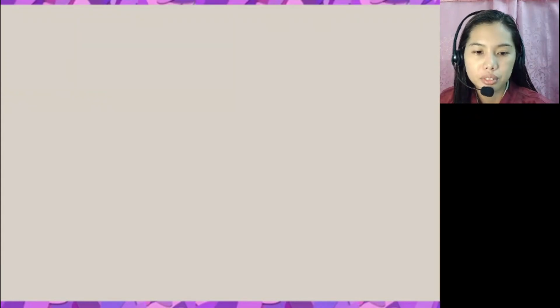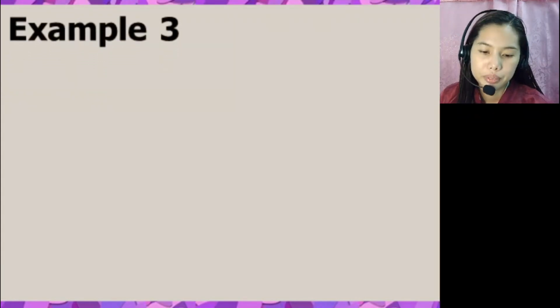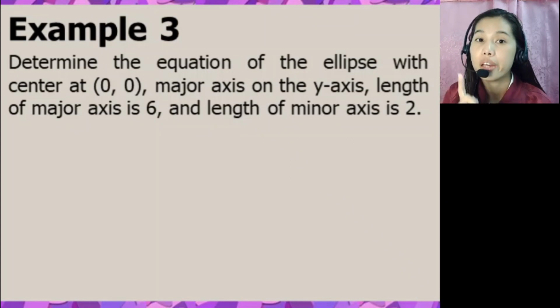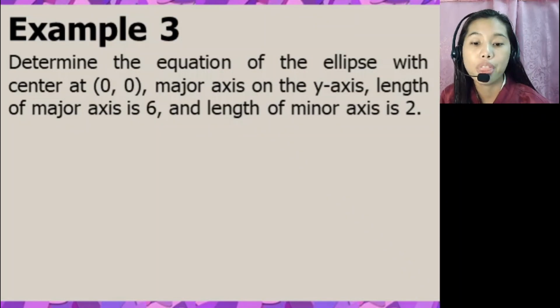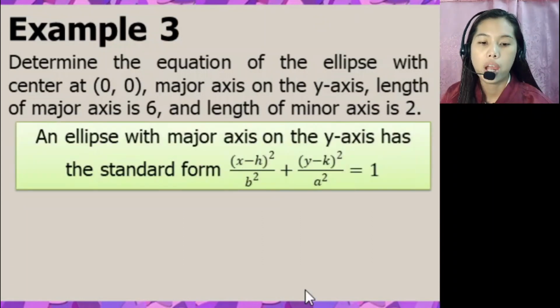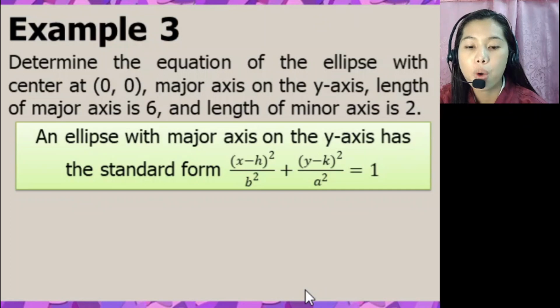Alright. So third example. In our third example, determine the equation of the ellipse with center at (0, 0). The major axis is on the y-axis, and the length of the major axis is 6. And the length of the minor axis is 2. So an ellipse with major axis on the y-axis has the standard form (x minus h) squared all over b squared plus (y minus k) squared all over a squared equals 1.